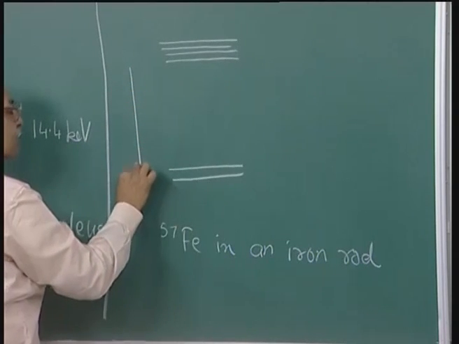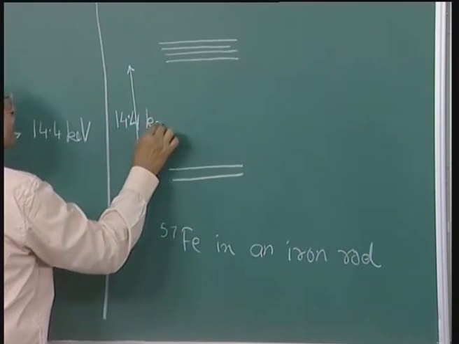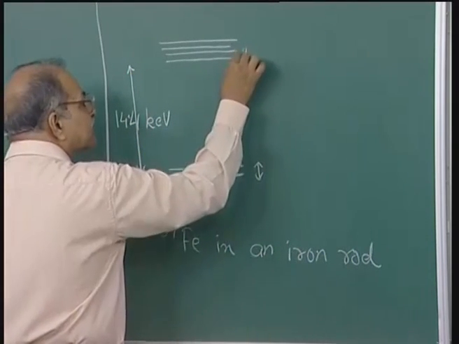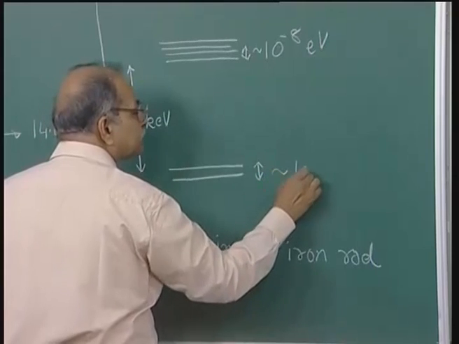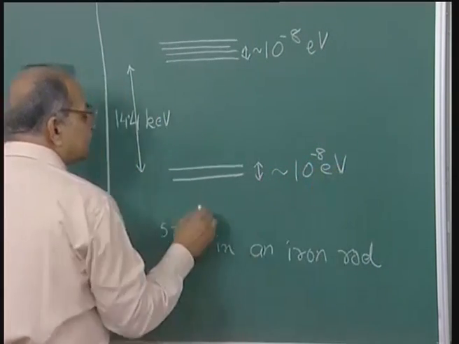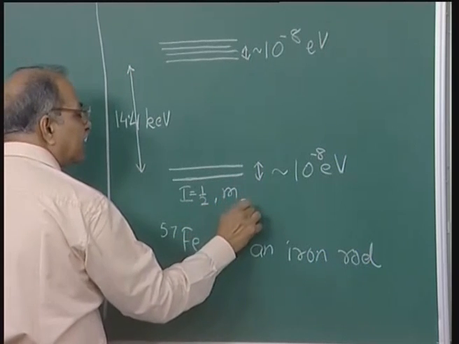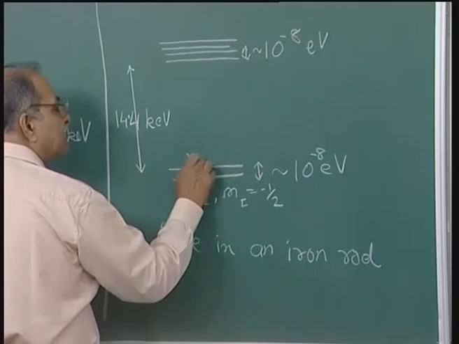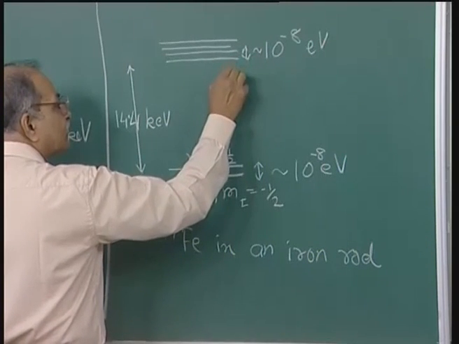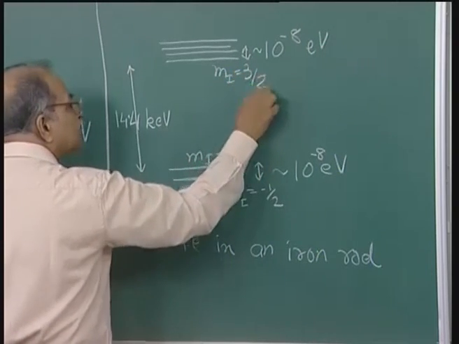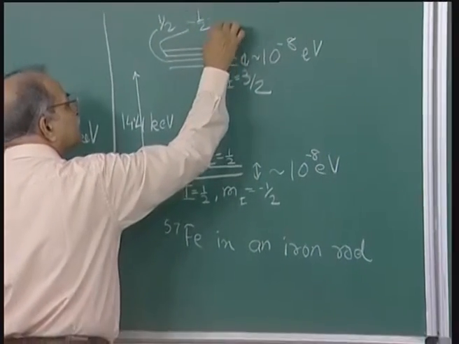You cannot draw the drawing to scale. This difference is still about 14.4 keV, whereas these separations are of the order of 10 to the power minus 8 eV, electron volts, not keV. And this I equal to half, you have m of I, that is minus half here, and m of I is plus half here. Similarly, here it will be 3 by 2, then 1 by 2, then minus 1 by 2, and then minus 3 by 2.